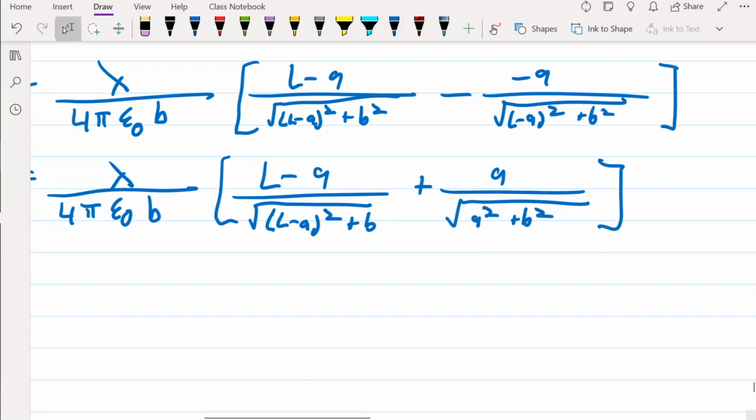Okay, now let's take a look at this, just to make sure that this is correct, as this is probably by far one of the harder problems that we're going to have to do. All right, so lambda over 4 pi epsilon initial b, and then on the inside we have L minus A over the square root of L minus A squared plus B squared, I forgot to put the square down here, plus A over the square root of A squared plus B squared. That is the solution for that problem.